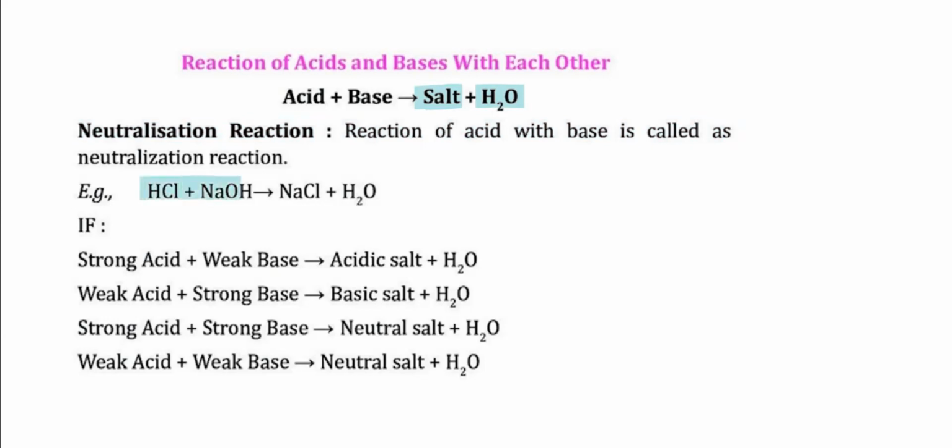One such example, as you can see given here, is HCl, which is a strong mineral acid, reacting with sodium hydroxide to give us salt, sodium chloride, the same salt which we also call kitchen salt, sea salt, or table salt. It's known by different names, and water is released. So the general reaction is that acid reacts with base to give salt and water.